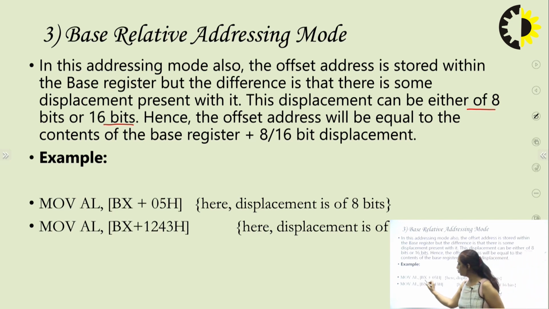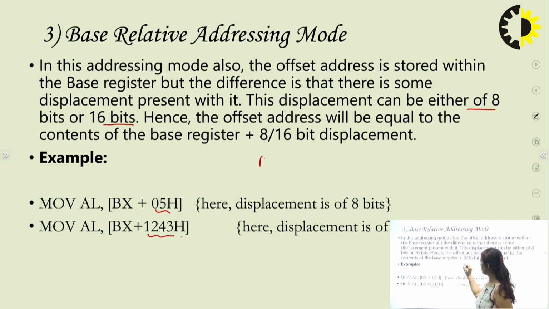Hence, the offset address will be equal to the content of the base register plus 8 or 16-bit displacement, right? For example, MOV BX plus 05H. Here your displacement is 8-bit. Then MOV AL comma BX plus 1234H, 1243H, whatever it is. Here your displacement is 16-bit, right? So this physical address will be calculated by adding these displacements.